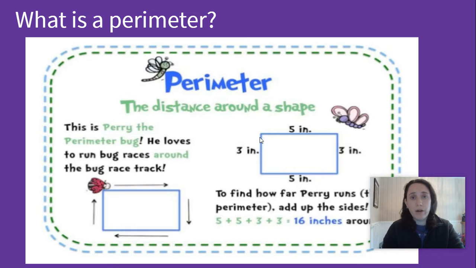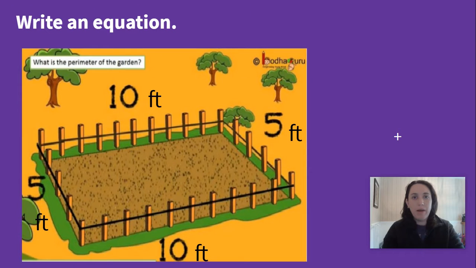To find the perimeter, I'm going to add each of those lengths and widths together. So 5 plus 3 is 8. 8 plus 5 is 13, and 13 plus 3 is 16. So the perimeter of this rectangle is 16 inches. Let's try it with another problem.